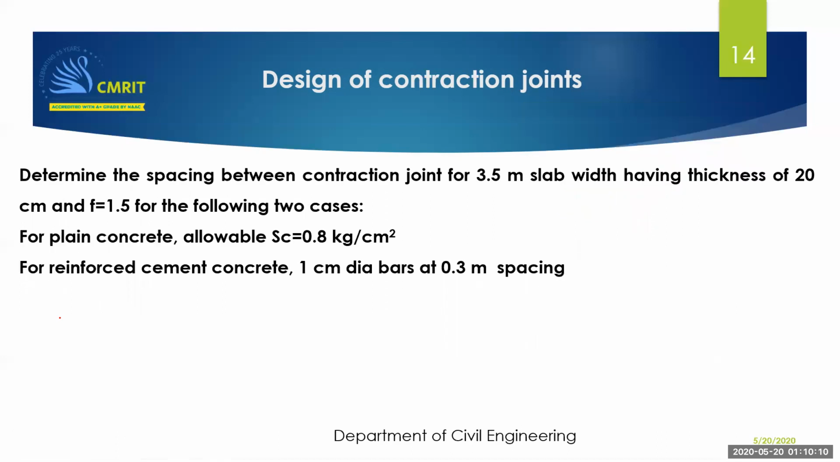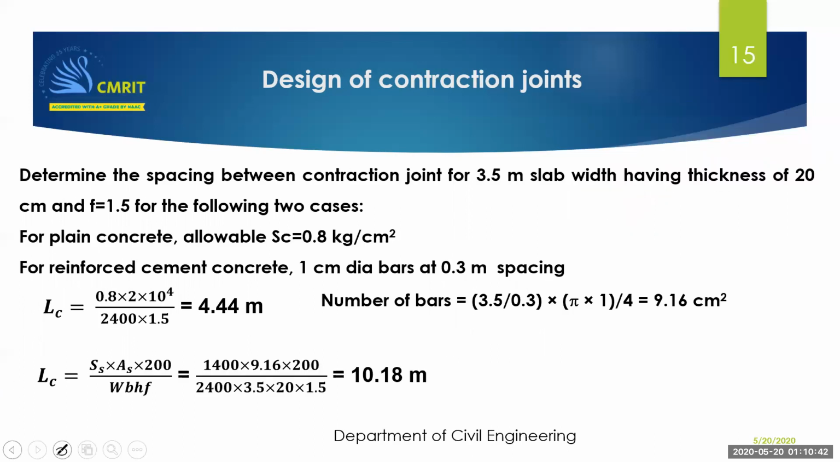Now let us look into two simple problems. Determine the spacing between contraction joints for a 3.5 meter slab having a thickness of 20 centimeter and F equal to 1.5 for the following two cases. That is plain concrete, SC equal to 0.8, and reinforced cement concrete with 1 centimeter dia bars. So how do you do this? It's just substitution of the formula.